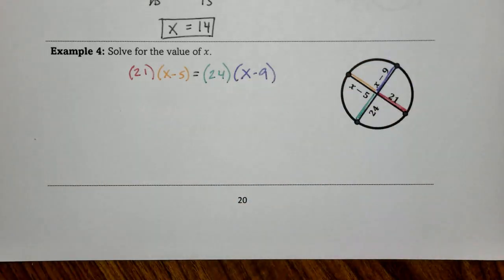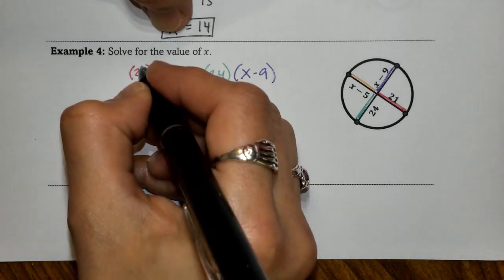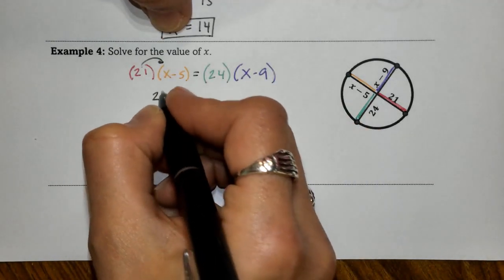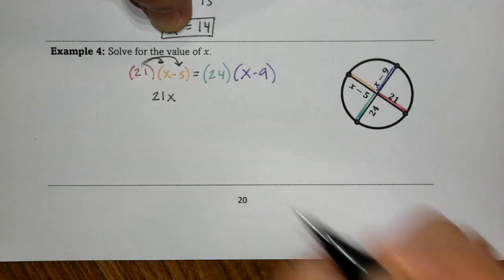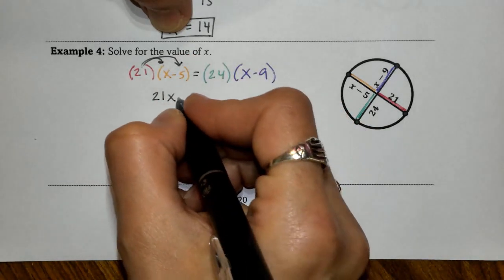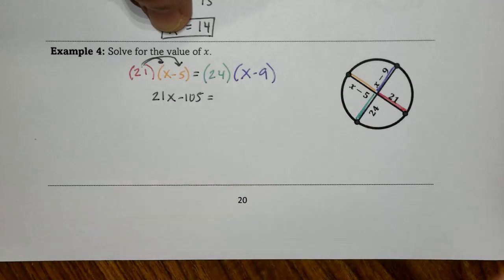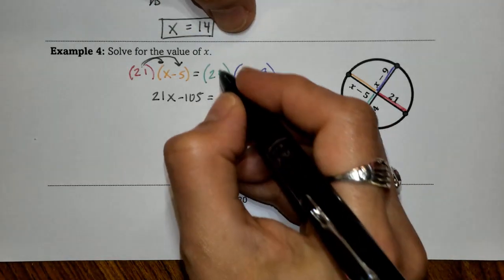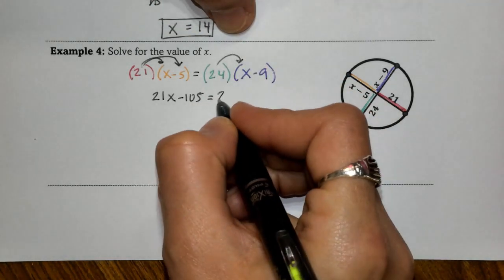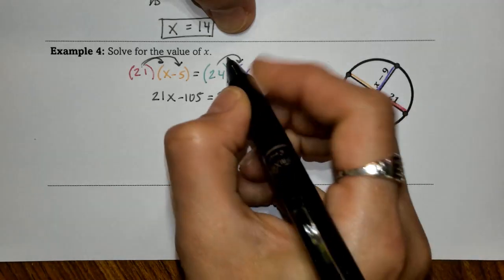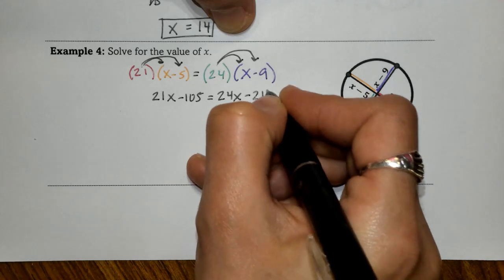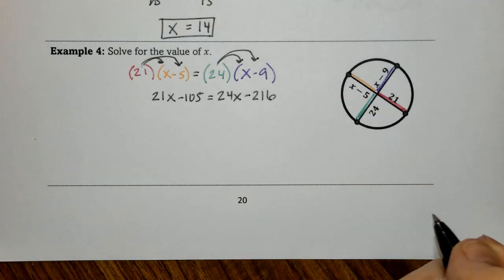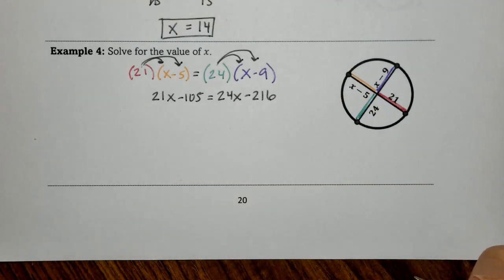So we do have to distribute on both sides of this. Let's go ahead and start off here. 21 times x, giving me 21x. 21 times negative 5 gives me negative 105. Distribute on the other side, 24 times x, 24x. 24 times negative 9 gives me negative 216. All right, so let's start moving some things around here.